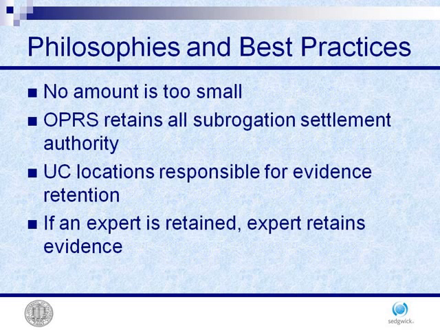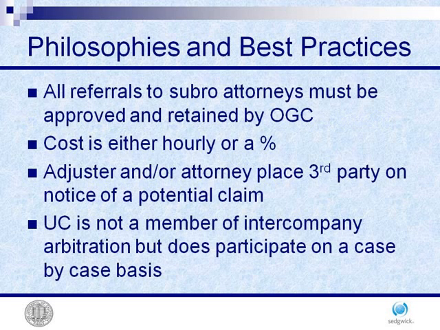The Office of the President Risk Services retains all subrogation settlement authority. What that means is if we decide not to pursue subrogation, or if we make a recommendation to accept less than 100%, we need to get OPRS to sign off on that. The university locations are responsible for retaining evidence. If an expert is retained, the expert will retain the evidence. All referrals to subrogation attorneys must be approved and retained by Office of General Counsel.